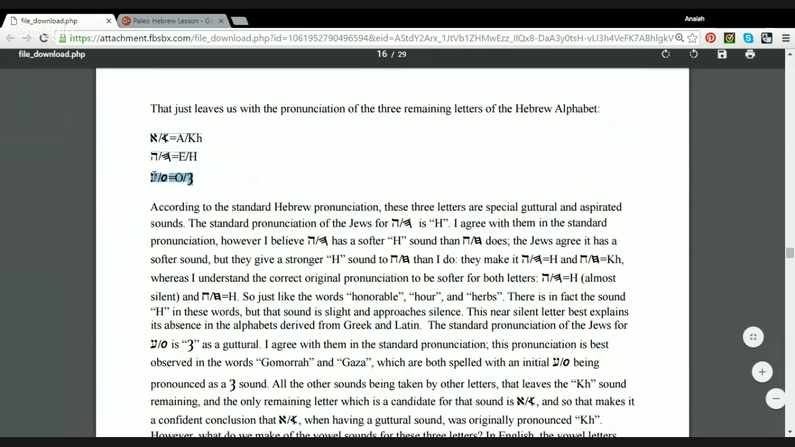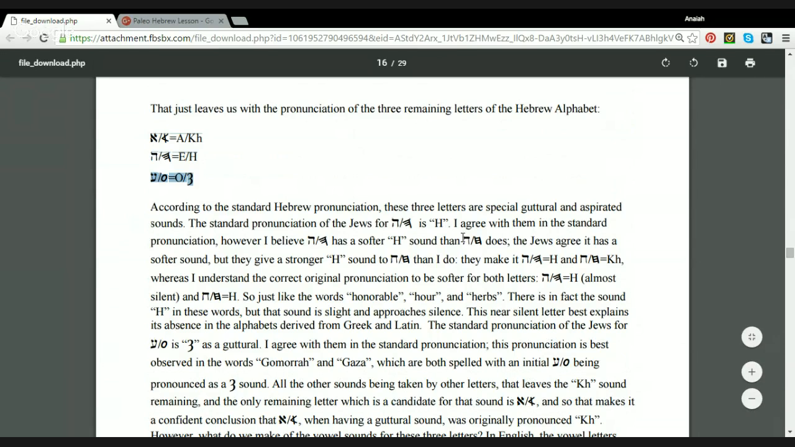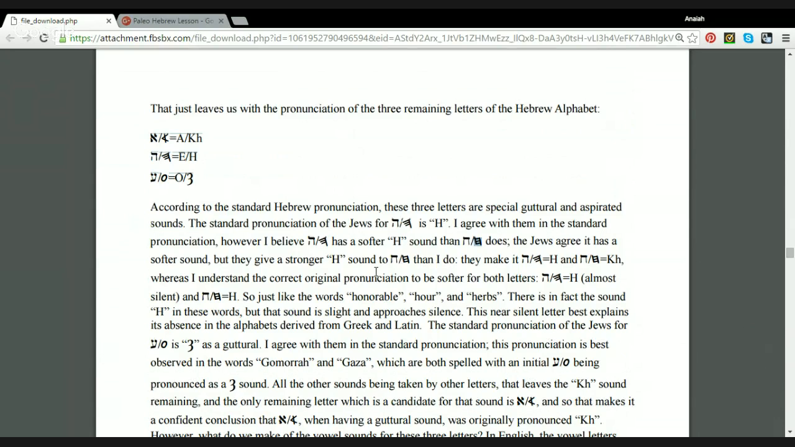And so now, as I said, I agree with the Jews that hey is an H, but I believe it's softer than what they're saying because its primary value is a vowel sound. So I think it's more like a soft H. If hey is a softer H, then het must be like a regular H and not like a kh sound. And the kh sound sounds strange too. It doesn't seem natural as much to me.